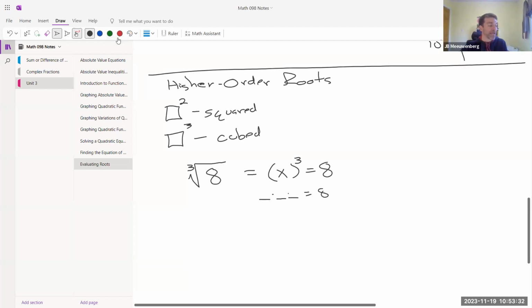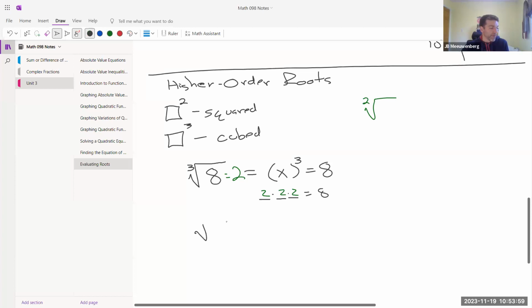Hopefully you came up with 2. 2 times 2 times 2 is 8. So the cube root of 8 is equal to 2. We say this is a cube root. When we use the radical symbol all by itself, it's implied that it's the square root. If we want to use a different higher order root, we just put it up in that little notch there.